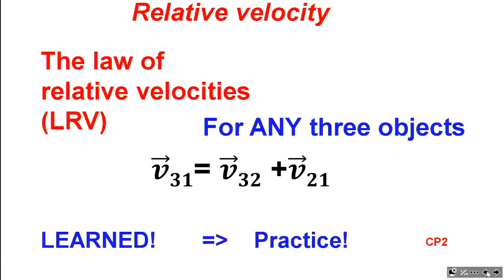So displacement over time is velocity. If the equation which relates displacement is the same, and it is the same, the equation for velocities, of course, is the same. So the law of relative velocities doesn't depend on the actual situation. It is the same.